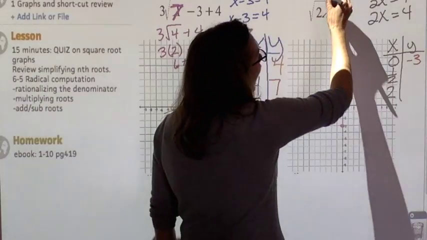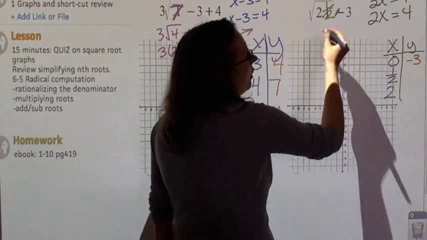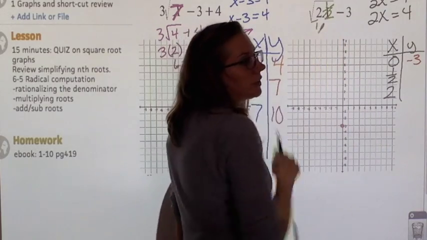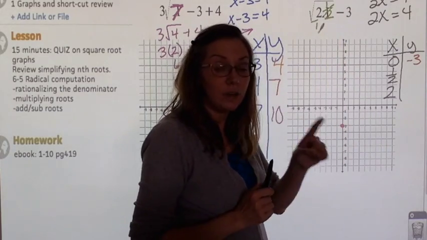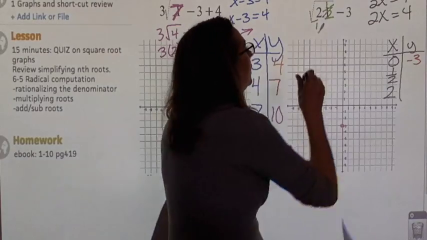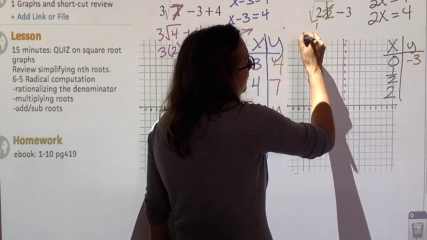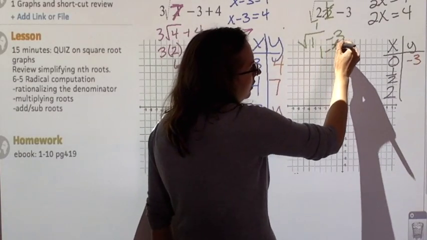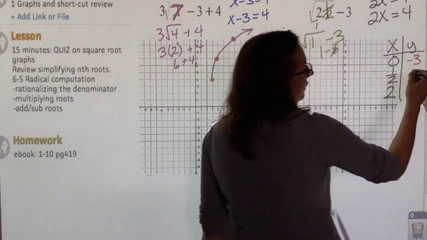I'm going to plug in 1/2 here. Now, to do a whole number times a fraction, we could put that over 1, go across the tops, across the bottoms, and we get 2 over 2, which is 1. So we're left with square root of 1 minus 3. Well, square root of 1 is 1, minus 3, and 1 minus 3 is negative 2.